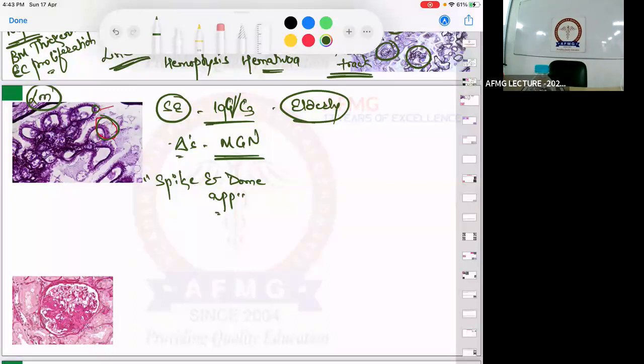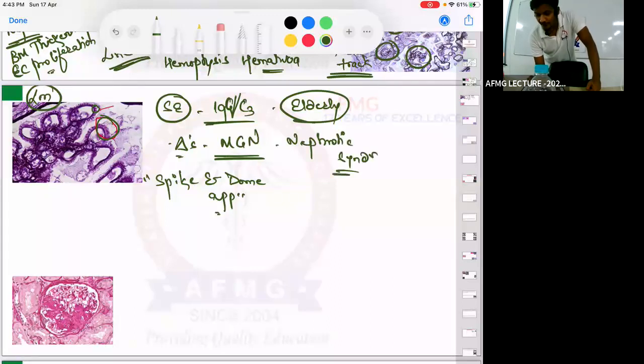Can anybody tell me, is membranous glomerulonephritis a nephrotic syndrome or a nephritis? It is a nephrotic syndrome. Rather, it is the most common cause of nephrotic syndrome in the elderly. Important for FMGE. Most common cause of nephrotic syndrome in the elderly. In MGN, kidney biopsy shows spike and dome appearance.